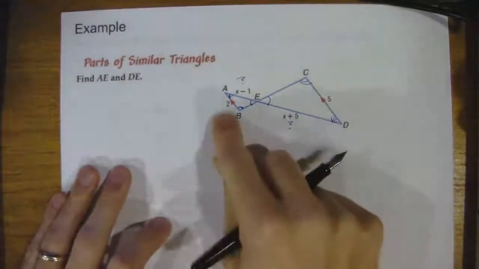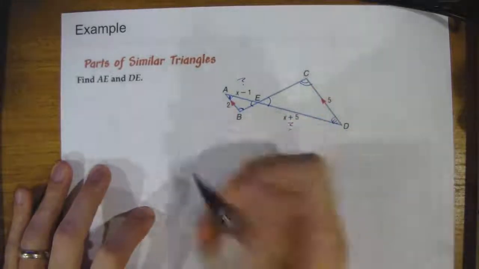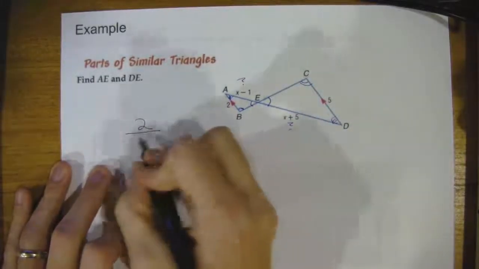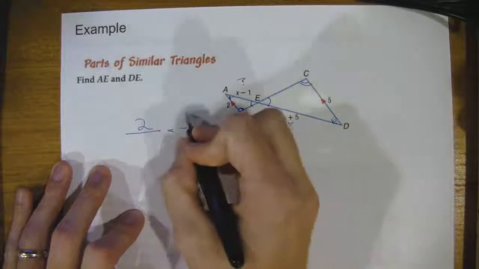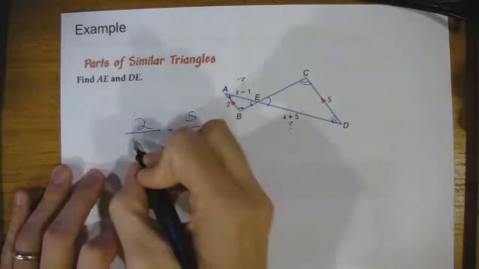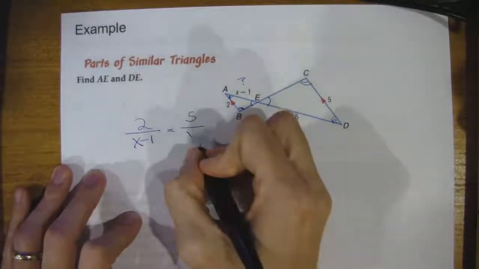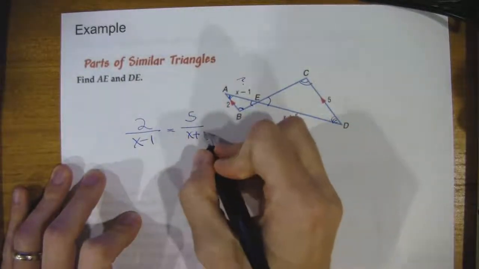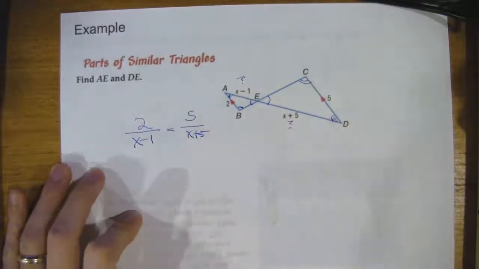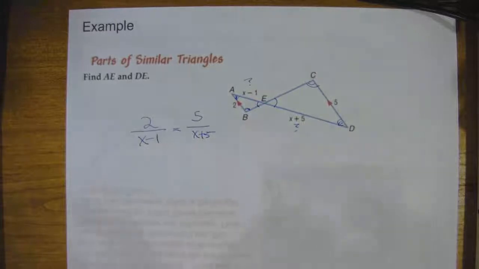That means we can start matching things up. So for example, I know that 2 corresponds with this 5 over here for CD. So 2 matches up with 5. And the 2 with this x minus 1, so they're like items. And that means 5 with our x added to 5 business here. All right. So all we need to do is cross multiply, and we'll be able to work this out.